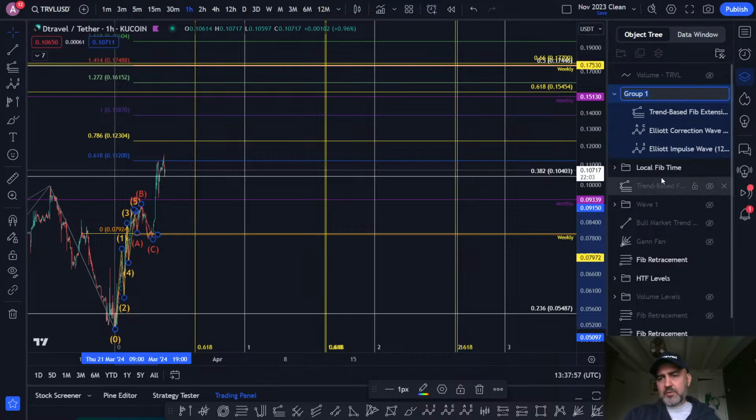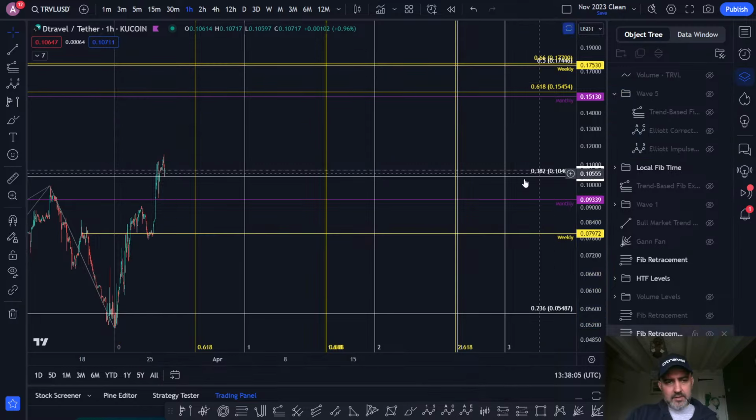Rename that. Why did I call that wave 1? Oh, 5. Just keep that as wave 5. And this local for time. Okay.